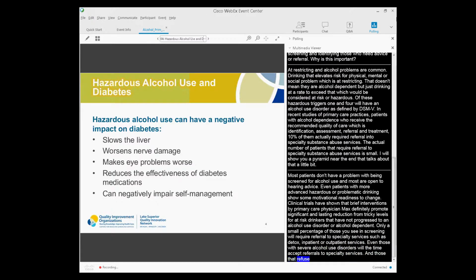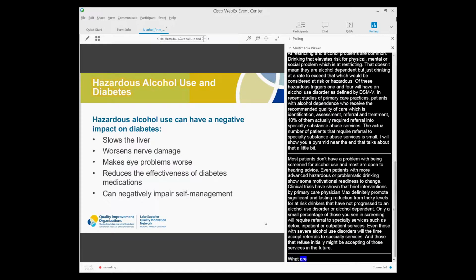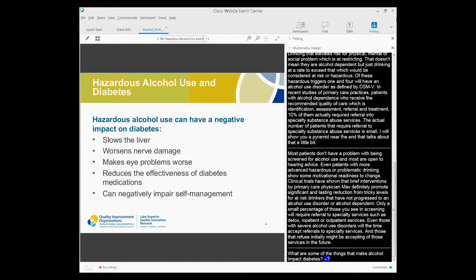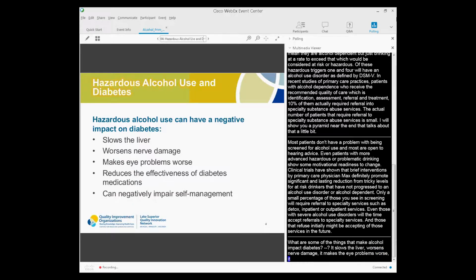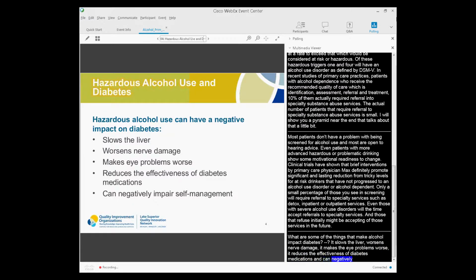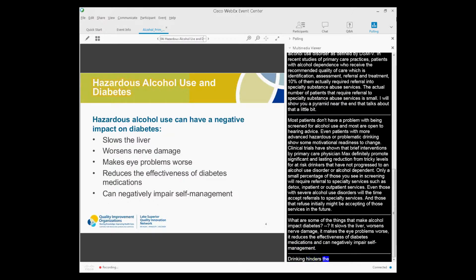Hazardous alcohol use: what are some of the things to consider about how alcohol use impacts diabetes? It slows the liver function. It does worsen nerve damage. It makes eye problems worse, impacting the nerves in the eyes and making vision worse. It reduces the effectiveness of diabetes medications and can negatively impair self-management. Drinking hinders the liver from releasing stored glucose, which can lead to dangerously low blood sugar levels.